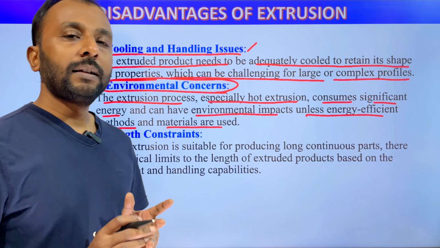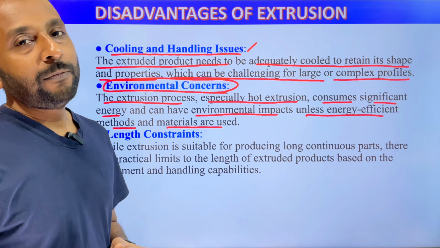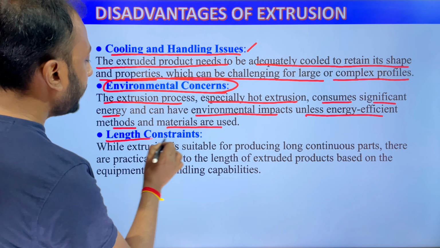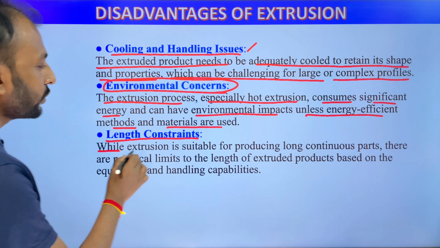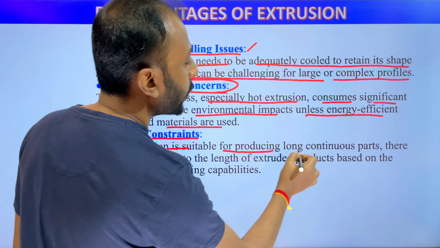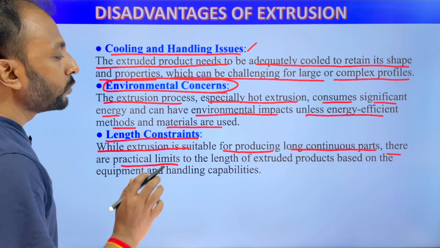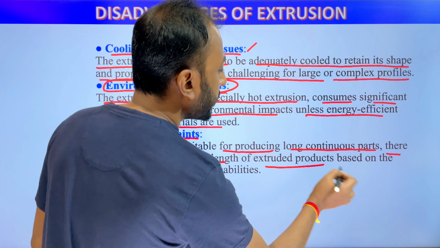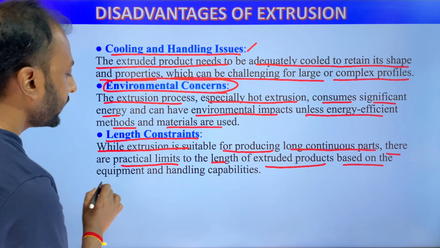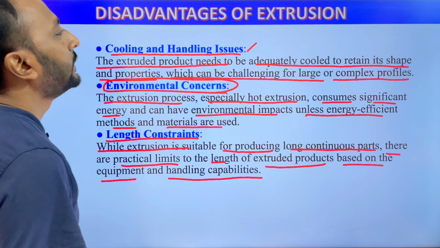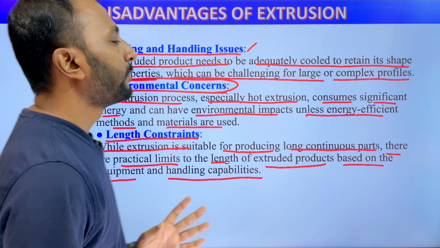So we have to make products from energy efficient materials. The next and the last one is length constraints. While extrusion is suitable for producing long continuous parts, there are practical limits to the length of extruded products based on the equipment and handling capabilities. So these are the disadvantages of the extrusion process.